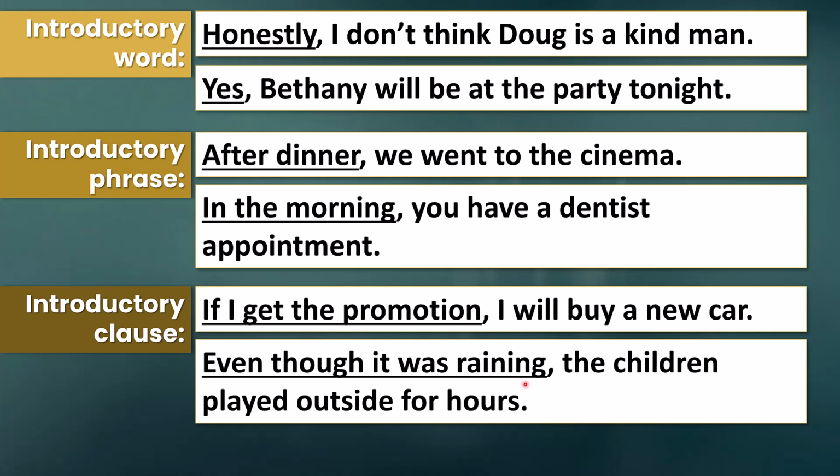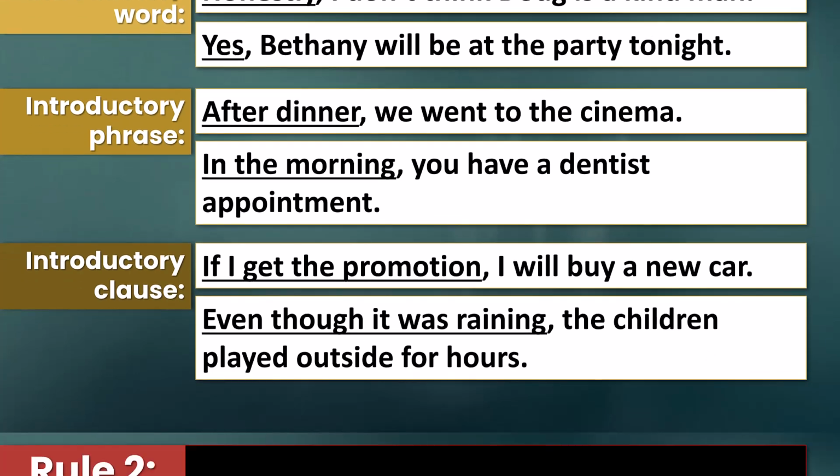Once again, if these clauses came after the independent clause, we would not use a comma. But because they come before the independent clause, we do use a comma. So that is the first rule that you must know. We use commas after introductory words, phrases, and clauses that introduce or present the independent clause. So now let's go on to rule number 2.